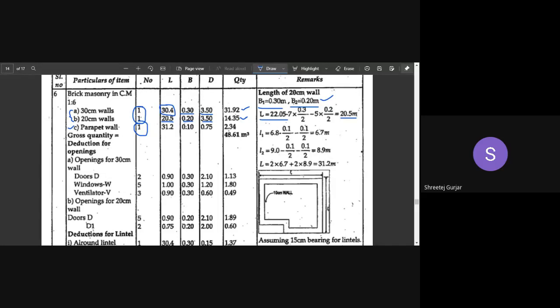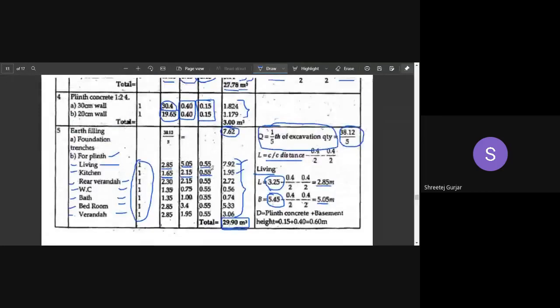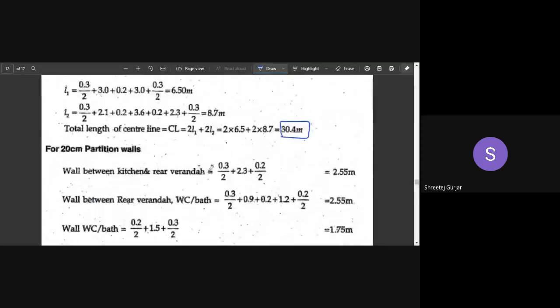So this is your L1, right? This is your L1 and this is your L2, right? We can see it is mentioned here, small L1 and small L2. So this length L1 we have to calculate from out to out. Okay, from out to out we have to calculate. Out to out we need to calculate. So let us just look into your plan. Let me just scroll up.